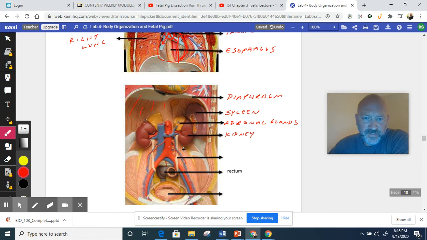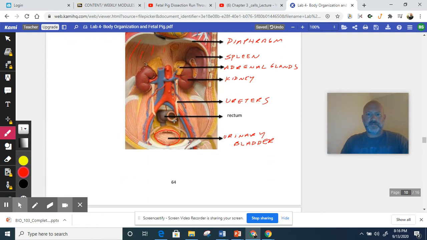From the kidney, there are tubes that deliver urine from the kidney down to the urinary bladder. These are called ureters. And then this structure here is the urinary bladder. All right.